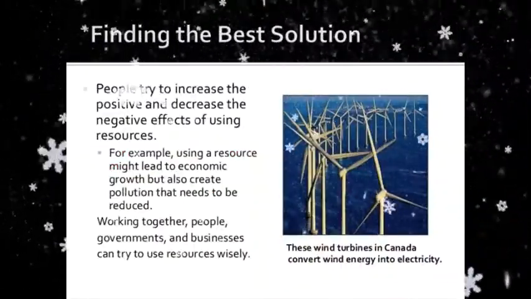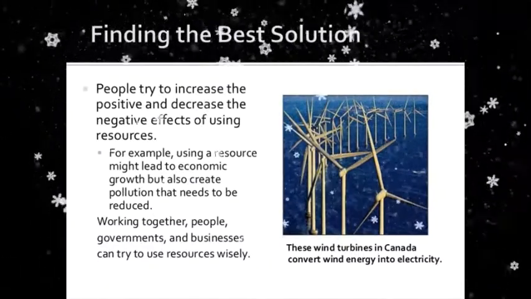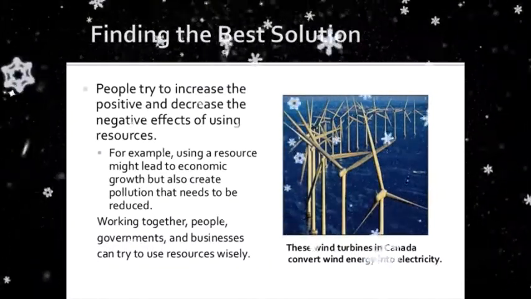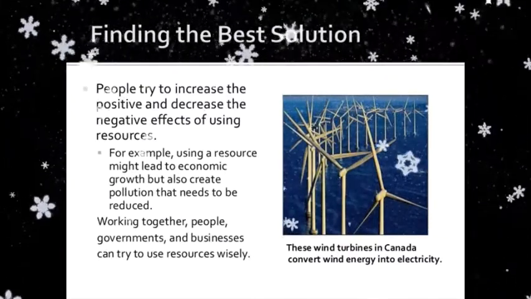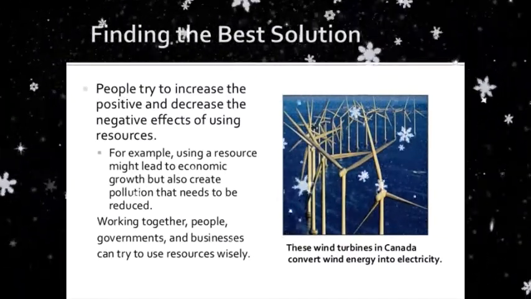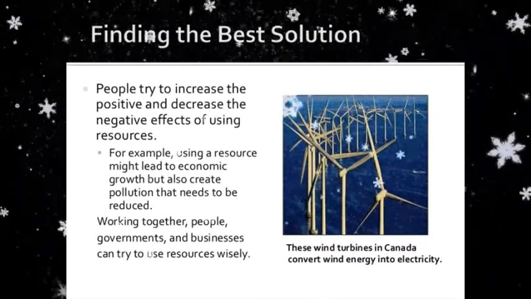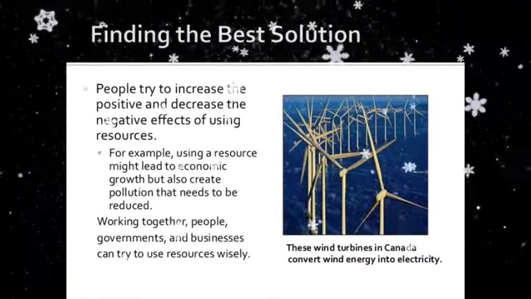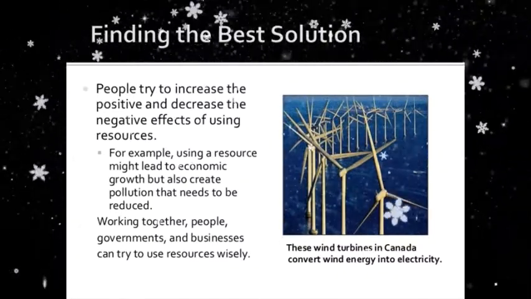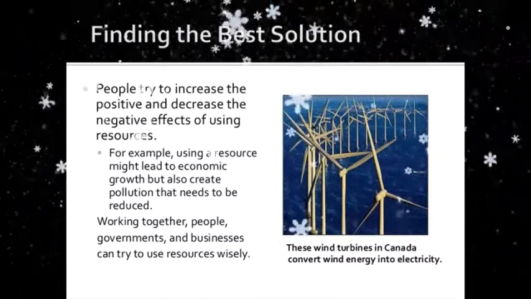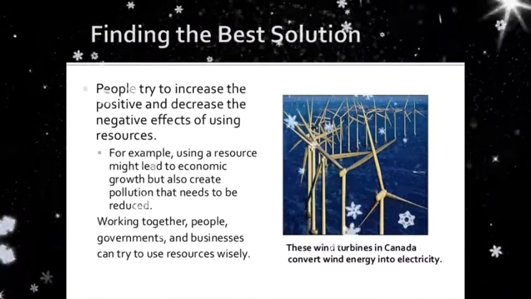Finding the best solution. People try to increase the positive and decrease the negative effects of using resources. For example, using a resource might lead to economic growth but also create pollution that needs to be reduced. Working together, people, governments, and businesses can try to use resources wisely. An example of this is these wind turbines in Canada that convert wind energy into electricity. So that is finding the best solution.